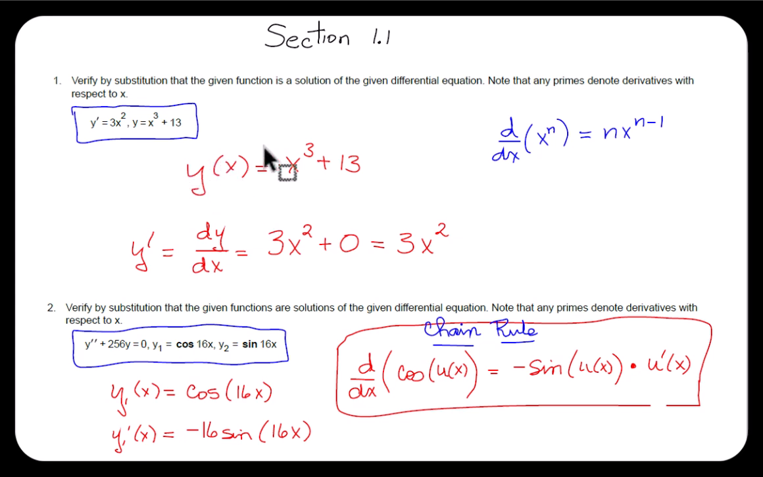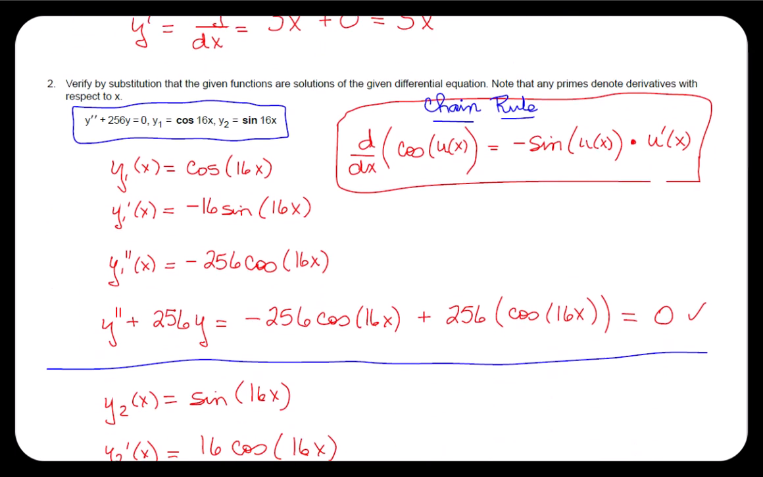So we just have to differentiate x cubed plus 13. Well, the derivative of x to a power comes in the front, subtract 1 from the exponent. So the derivative of x cubed is 3x squared. Derivative of 13 is 0. And yes, this does satisfy this differential equation.